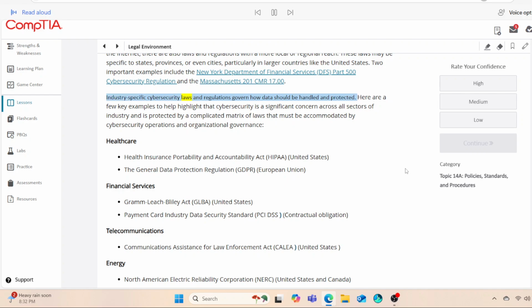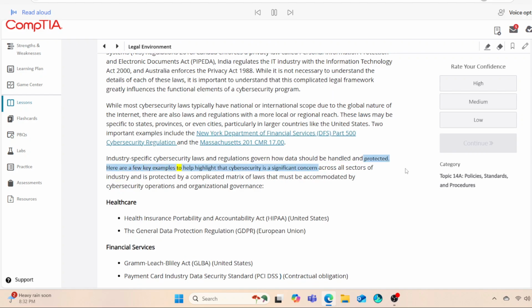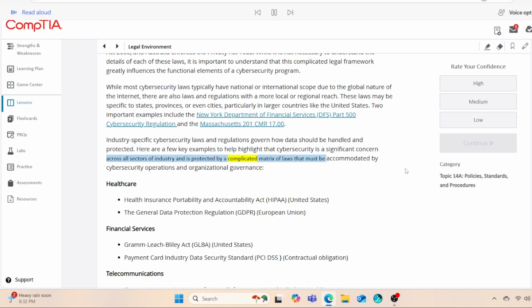Industry-specific cybersecurity laws and regulations govern how data should be handled and protected. Here are a few key examples to help highlight that cybersecurity is a significant concern across all sectors of industry and is protected by a complicated matrix of laws that must be accommodated by cybersecurity operations and organizational governance.